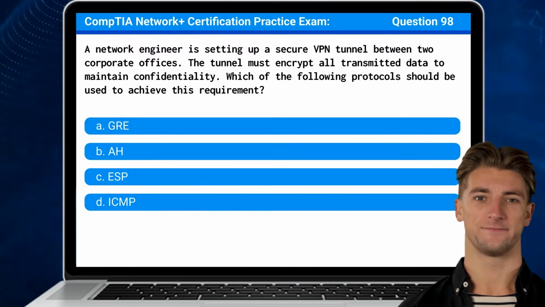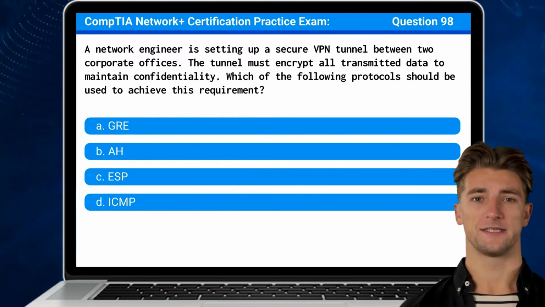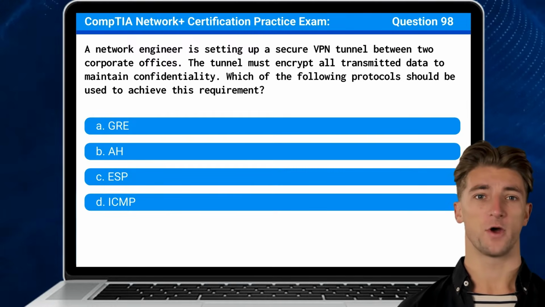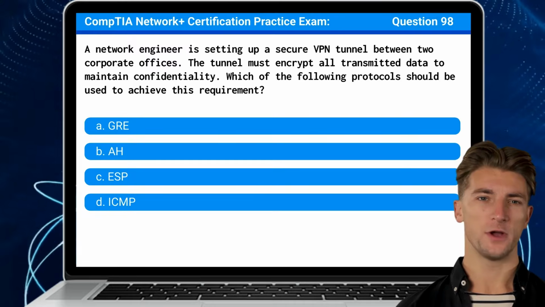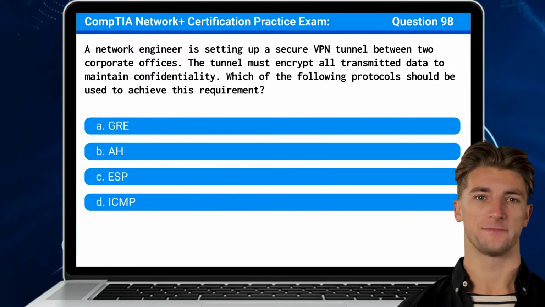Question 98. A network engineer is setting up a secure VPN tunnel between 2 corporate offices. The tunnel must encrypt all transmitted data to maintain confidentiality. Which of the following protocols should be used to achieve this requirement?